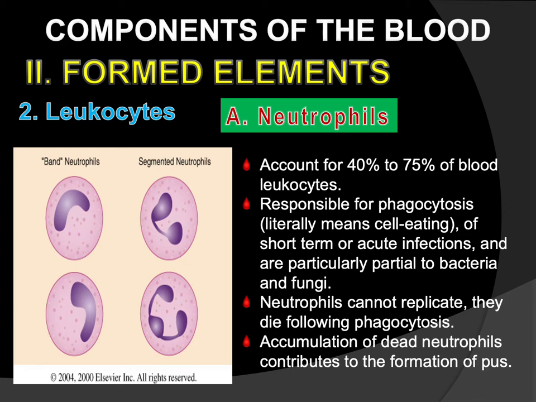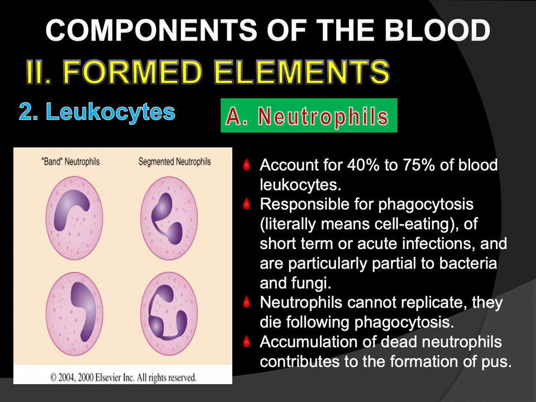Why? Because the neutrophils, sila yung pinakamarami na WBC. Kung sila yung pinakamarami, sila yung pinakamabilis makarating doon sa site of injury or infection. That's why they are best for short-term or acute infections. Neutrophils are also particularly effective sa bacteria and fungi. Neutrophils cannot replicate. They die following phagocytosis.